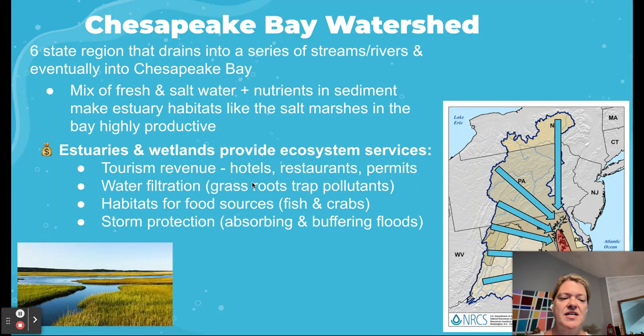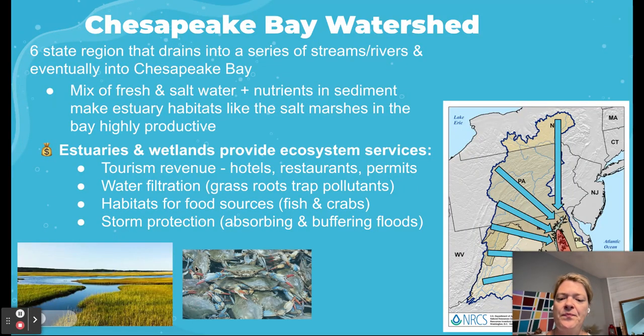But estuaries and wetlands like this provide a lot of ecosystem services, which we're going to be talking about when we discuss Unit 1. So there's a lot of tourism revenue with hotels, restaurants, etc. There's a lot of water filtration, which actually traps pollutants, and that's a good thing, to get those pollutants out of the water and into the plants. And then there's a lot of habitat for food sources like fish and crabs. Storm protection from hurricanes or just really bad tropical storms.